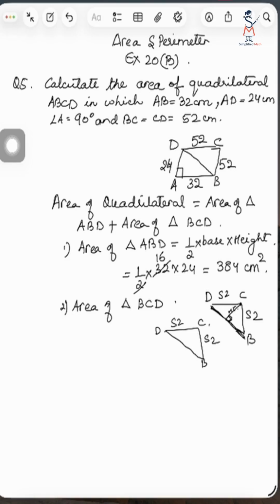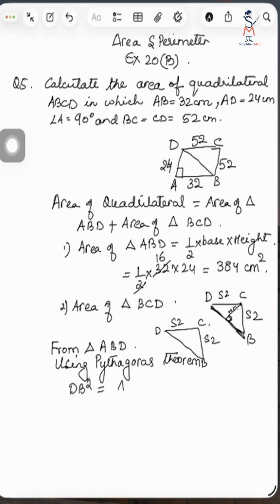So now from triangle ABD, I am using Pythagoras theorem. ABD is a right angle triangle at A, so DB square is equal to AD square plus AB square by Pythagoras theorem. We all know this.